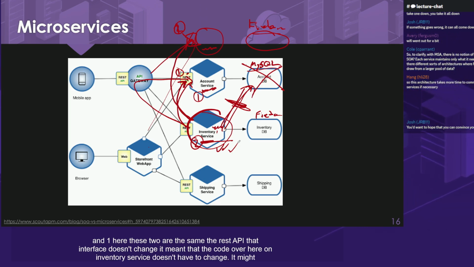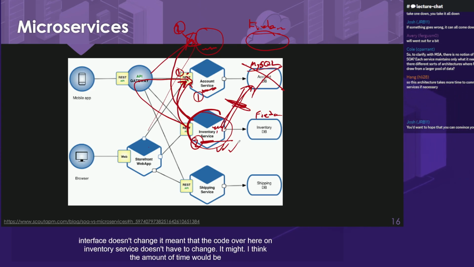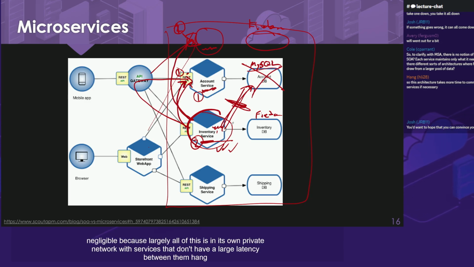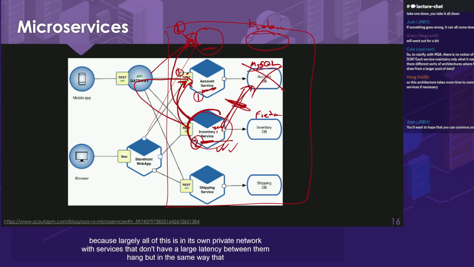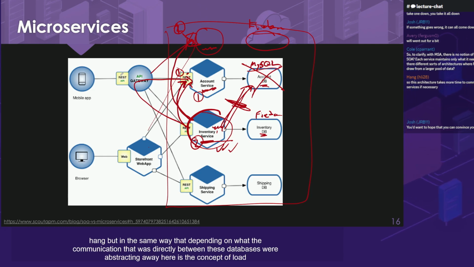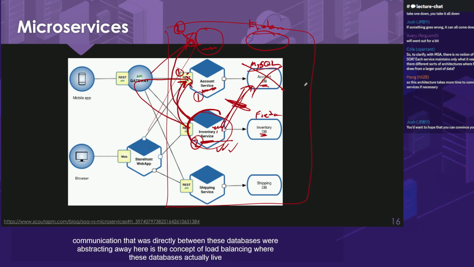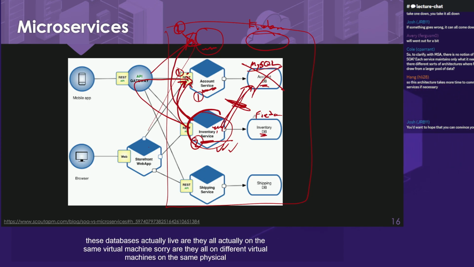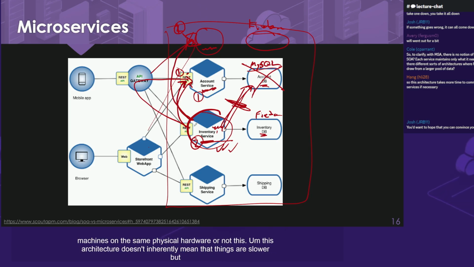I think the amount of time would be negligible because largely all of this is in its own private network with services that don't have a large latency between them. But in the same way that depending on what the communication that was directly between these databases were, what we're abstracting away here is the concept of load balancing, where these databases actually live. Are they all on different virtual machines on the same physical hardware or not? This architecture doesn't inherently mean that things are slower.